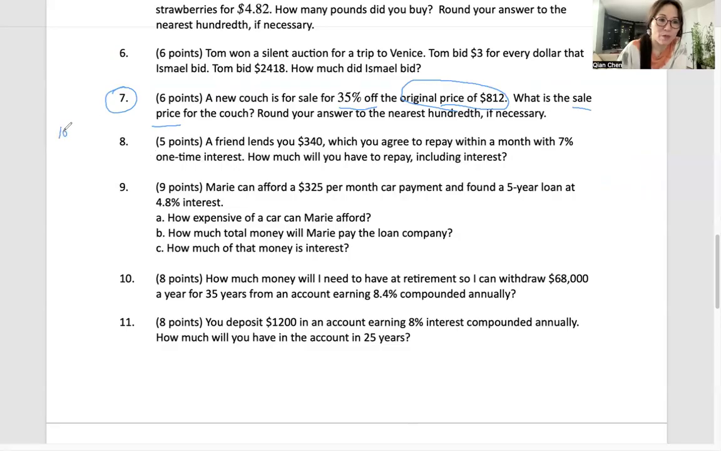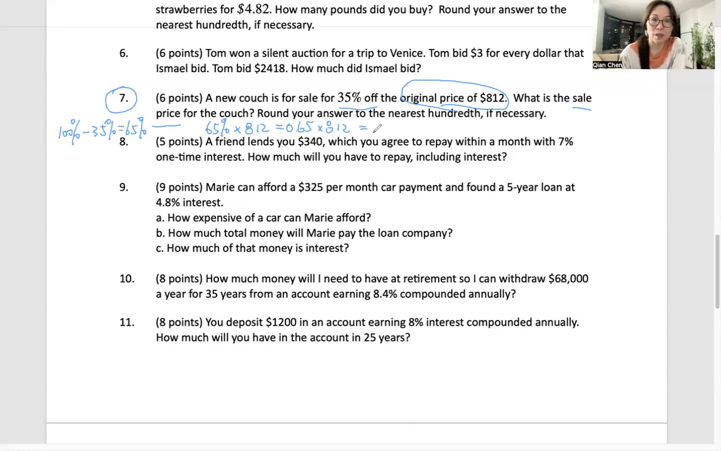So 35% off. One way you could do this is subtract from 100%. So you have to pay 65% of the original price. What's the original price? We do 65% multiplied by 812. That's 0.65 multiplied by 812. I'm going to hit into the calculator again, 0.65 multiplied by 812.